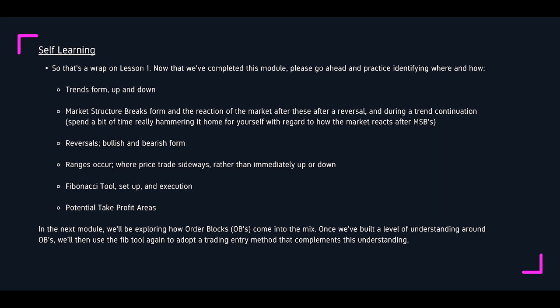We also have an idea now of how ranges occur, although we haven't delved into it too much, but we'll get to that in module 4. And then we have the Fibonacci tool, our setup and our execution, and then we have some potential take profit areas. Again, with the take profit, just note, it's a suggestion. So if it works for you, that's fantastic, awesome. If it doesn't, that's cool. Leave some feedback or work out what works best for you. It's as simple as that.